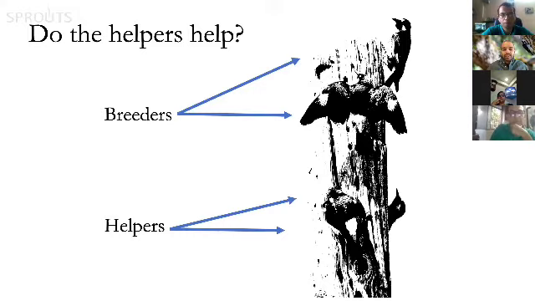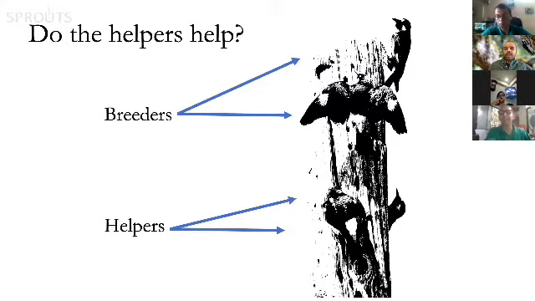Finally, why most helpers actually disperse eventually and start breeding on their own. So it's not that they completely forgo their right, but I will come to that also. Yeah, I was going to say that. You proceed, and if we still have these questions, we'll take them at the end.